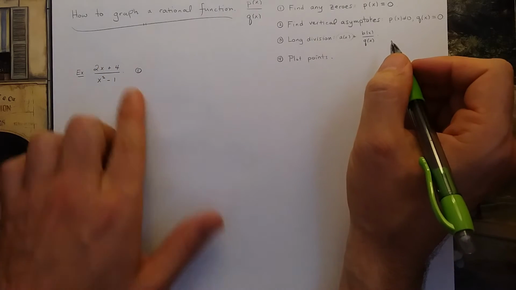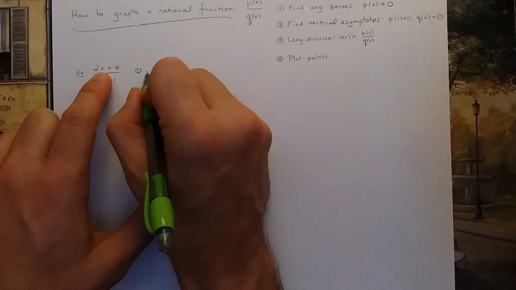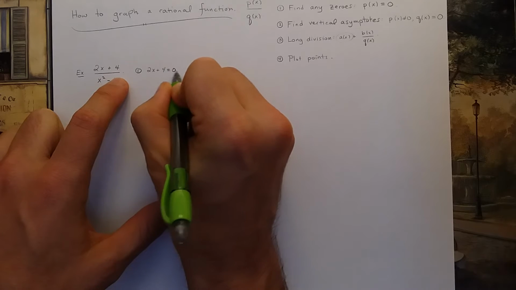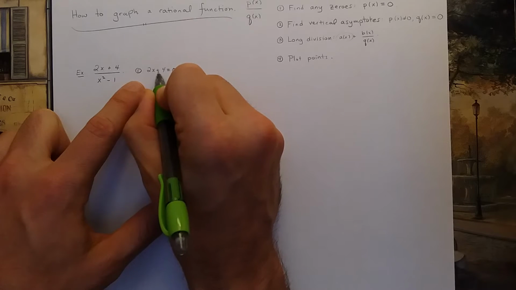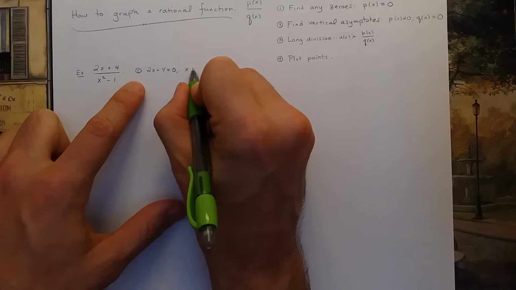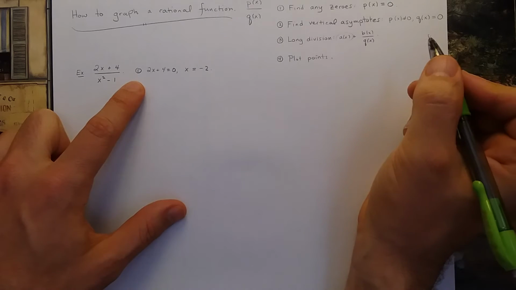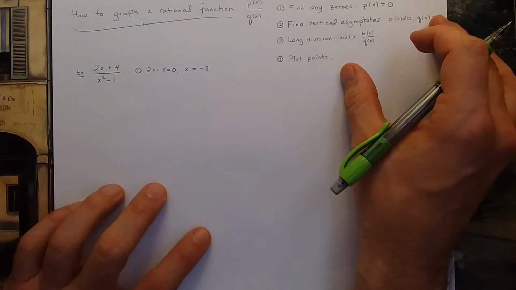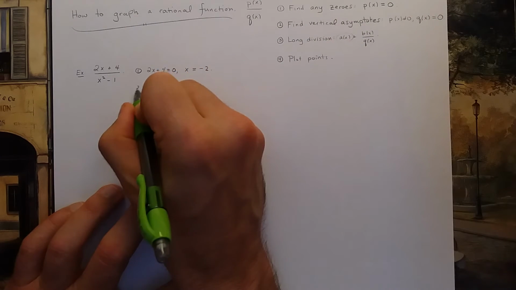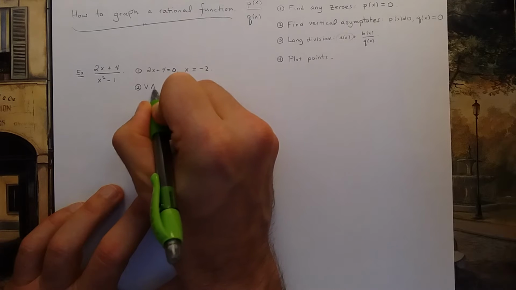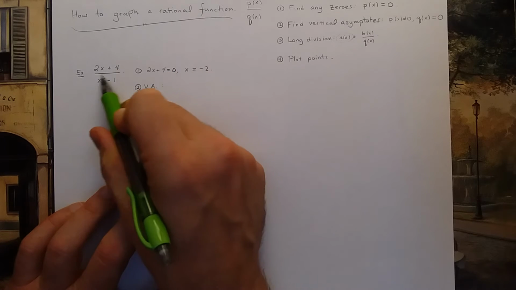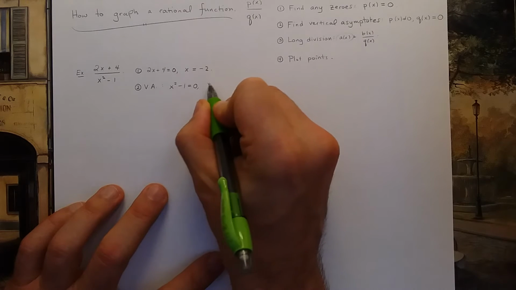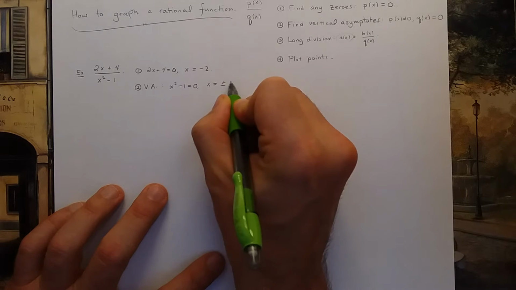Okay, so the first step is find any zeros where this top function is equal to 0. So I have 2x plus 4 is equal to 0. If you solve, you can subtract 4 on both sides, divide by 2. I think you'll find x equals negative 2 is the only place where this graph crosses the x-axis. Step 2. Let's find some vertical asymptotes. Vertical asymptotes are where the denominator x squared minus 1 is equal to 0. Solving this gives x is either plus or minus 1.